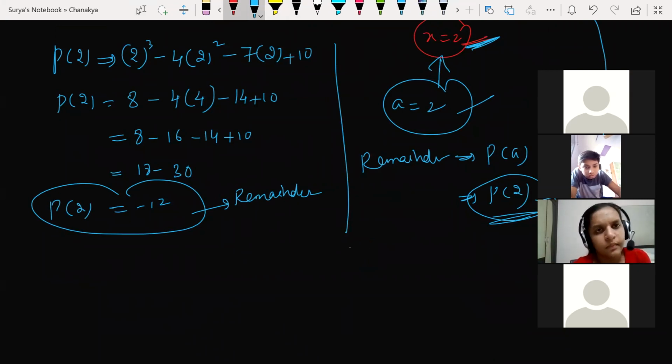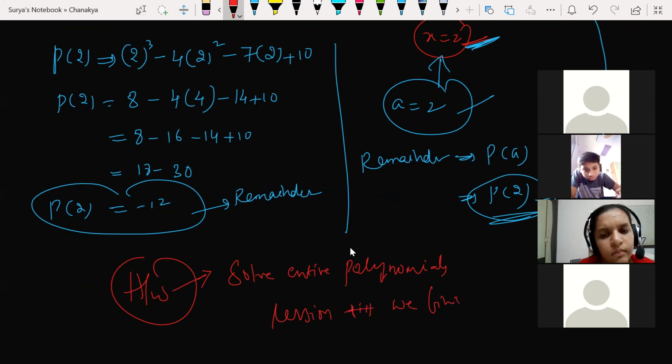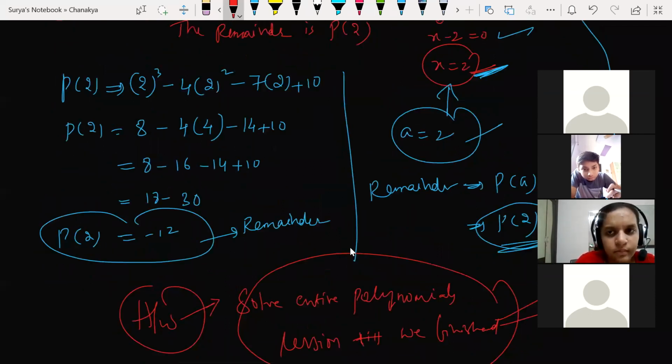Your homework is what now? Today's homework for Aditya and Ashini is to solve the entire polynomials lesson, whatever we have covered in this session today, at home. If you are not understanding anything, you can approach me in the next class, as simple as that. Getting my point? Understood what is a polynomial and what the remainder theorem says to us? Yes, sir. Very good.